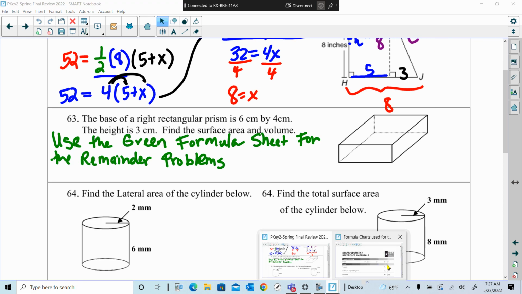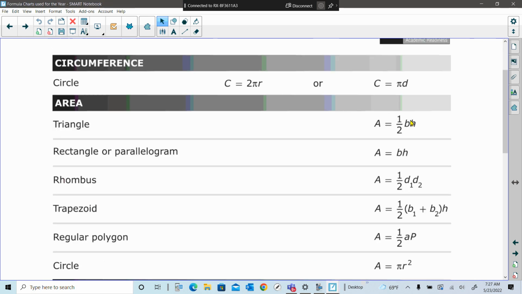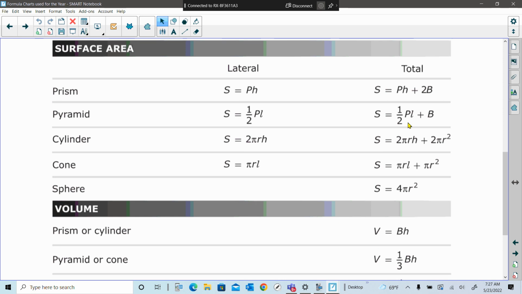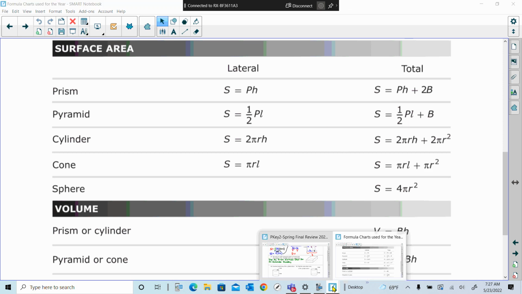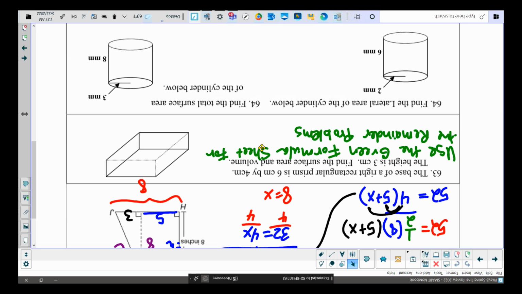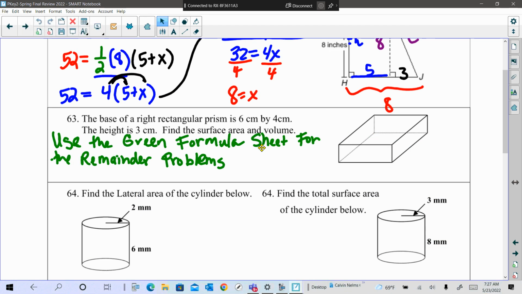You will need to use your formula chart. This last section is basically our last test, which is surface area and volume. So you need to be in this section of your formula chart. You need to make sure you're writing down the formula or you recognize the shape. I think they'll tell you in the problem. So here they tell you it's a rectangular prism. They want you to find surface area and volume.